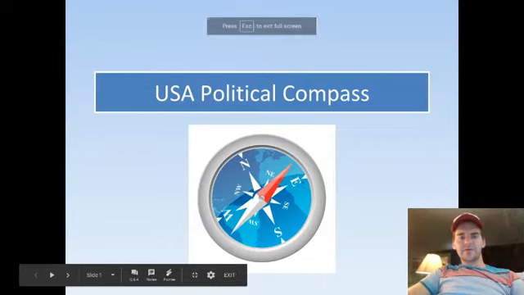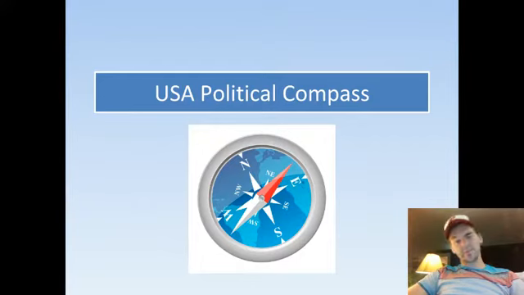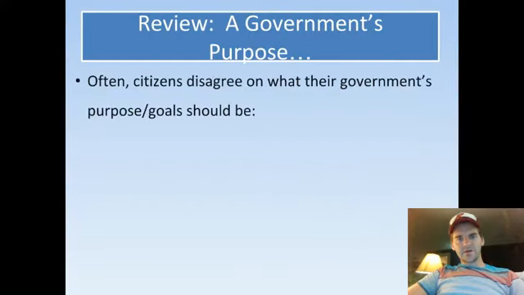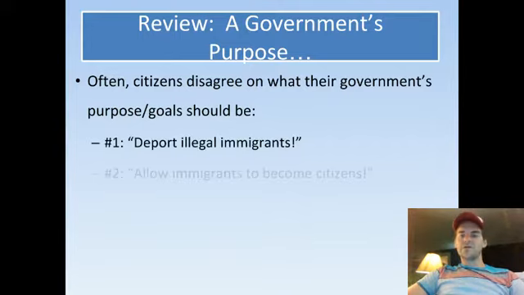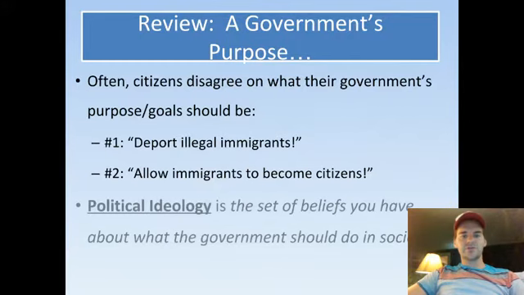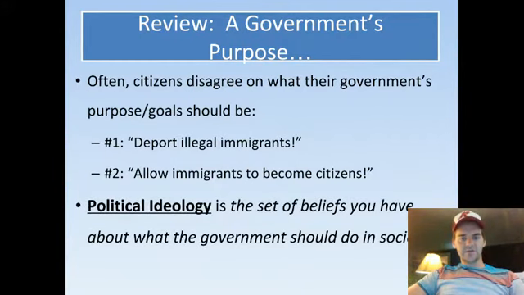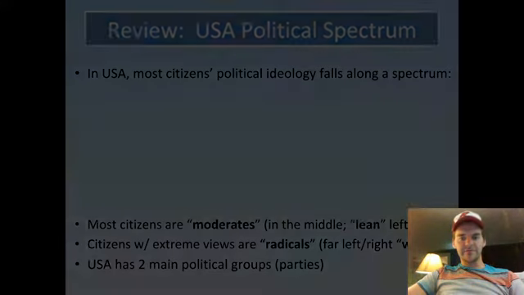Que pasa, everybody? Today we talk about this little thing called the political compass. But first, some review. We've already talked about what a government's purpose ought to be. There's six different functions, but the thing is that people don't agree on how that should be accomplished, right? So we have different points of view on the same issue, and we call that someone's political ideology, their beliefs that they have on how government should behave.